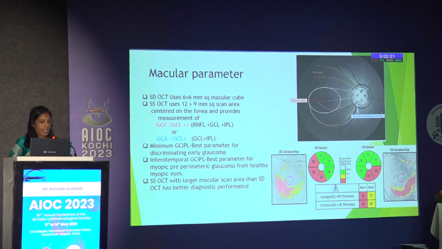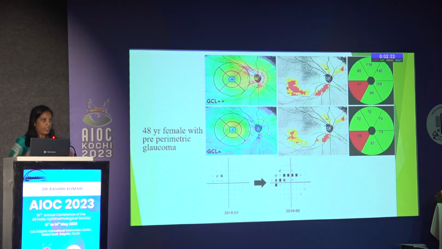Now, minimum GCIPL is the best parameter for discriminating early glaucoma, while inferotemporal GCIPL is the best parameter for myopic pre-perimetric glaucoma in healthy myopic eyes. As said earlier, swept source OCT with a larger macular scan than the spectral domain has better diagnostic performance because we get an overview of what is happening in the RNFL, neuroretinal rim, as well as the ganglion cell.